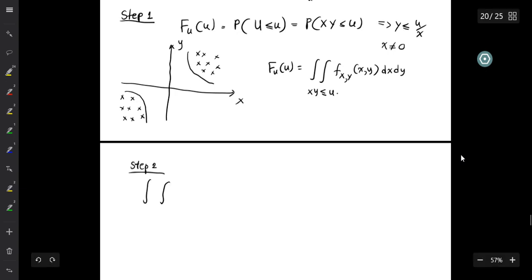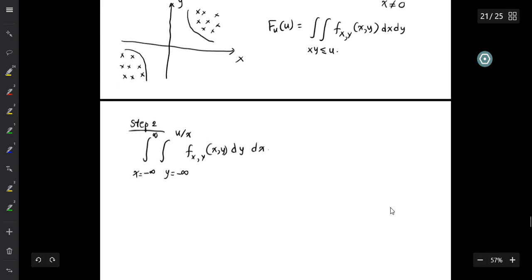So if you integrate with respect to x first, x can go from negative infinity up to plus infinity. But y has a limit, it should be less than or equal to u over x. So y will go from negative infinity up to u over x. And you have to do the integration for the joint density of x and y.